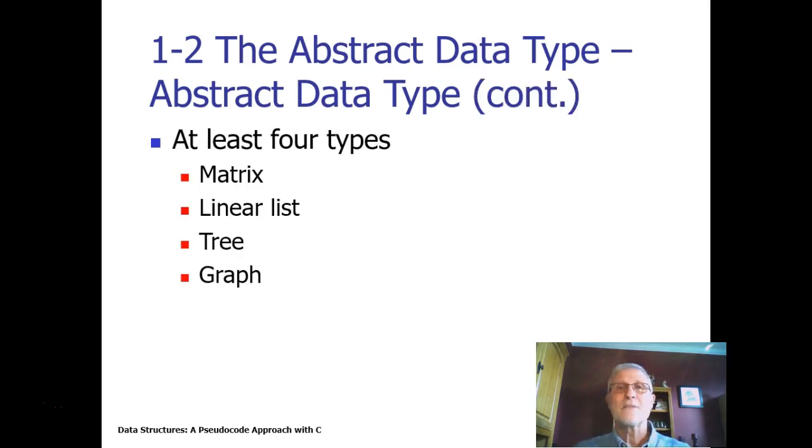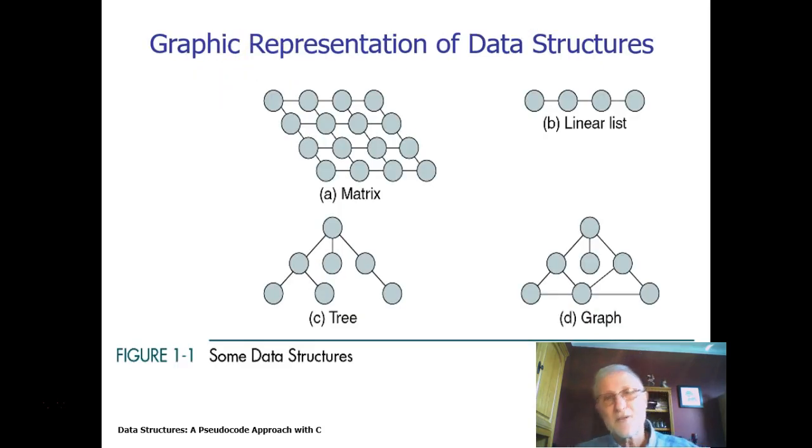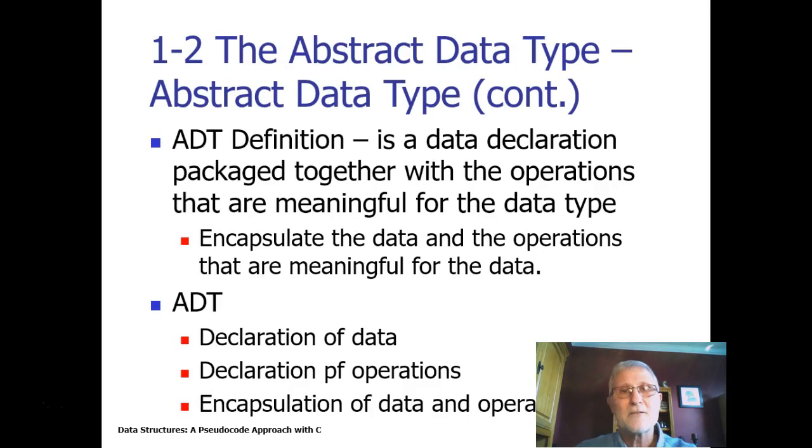Now, there are at least 4 types of abstract data types: matrix, linear lists, trees, and graphs. We're going to go through a lot of these this semester. Here's some graphical representation of a linear list, a matrix, a tree, and a graph. There are some similarities between those, but we're going to go a lot into each one of these. We almost have a chapter on each one of these this semester.